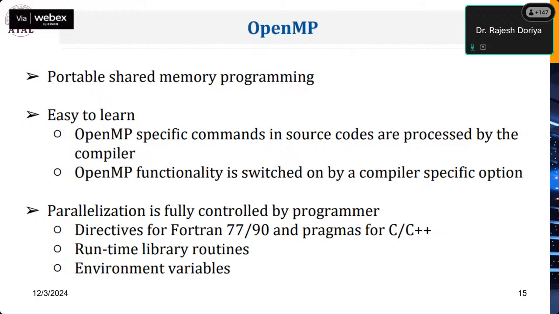Now, just to recall once again, OpenMP provides us portable shared memory programming, right? And it is very popular. Why? Because it is easy to learn, and OpenMP specific commands in source code are processed by the compiler. Apart from that, the OpenMP functionality is switched on by compiler specific options. That is also a good thing. And the parallelization is fully controlled by the programmer, which provides flexibility. We can program it in Fortran, C, or C++. Apart from that, it also provides runtime library routines and environment variables that give the programmer the flexibility to program things at runtime as well, right?